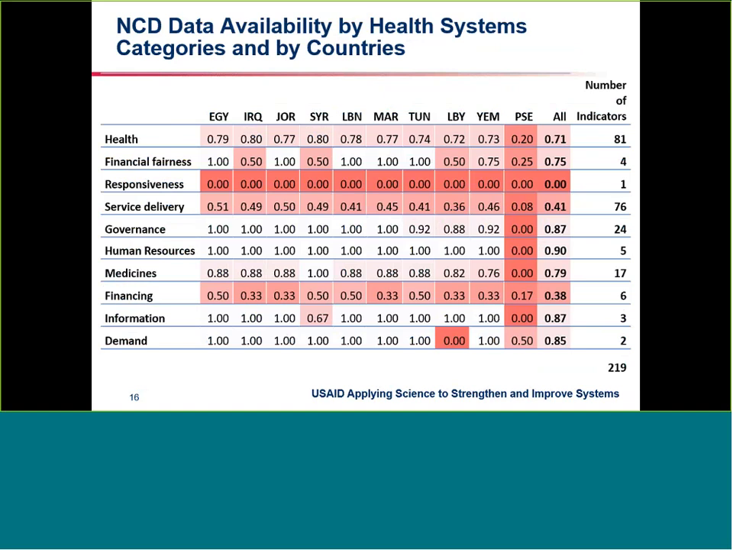We are presenting the results of data availability by health system categories and by countries. For example, you can see that major gaps in data availability are around service delivery indicators and health financing indicators. This information may be useful for key decision makers to understand data gaps, to make evidence-based decisions, and create clear understanding of the study limitations.